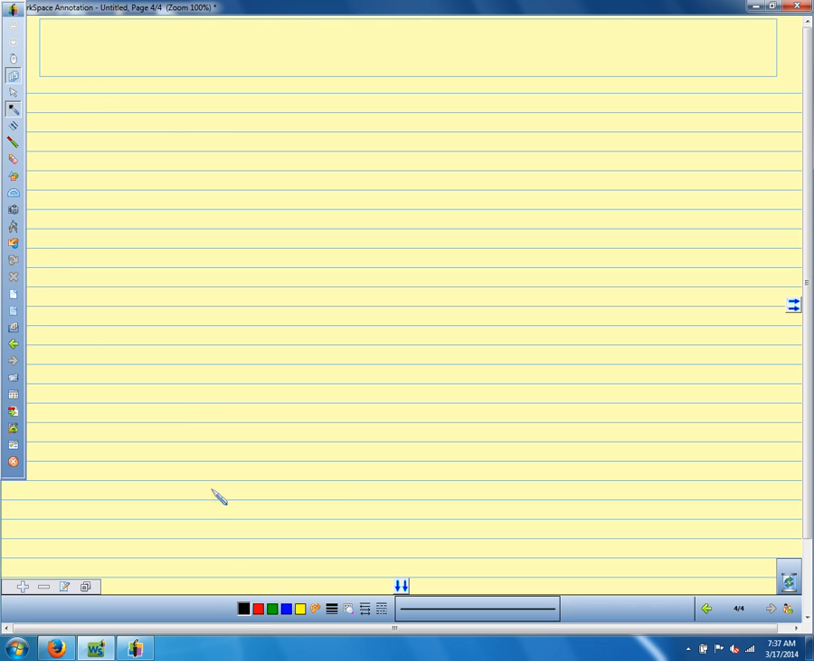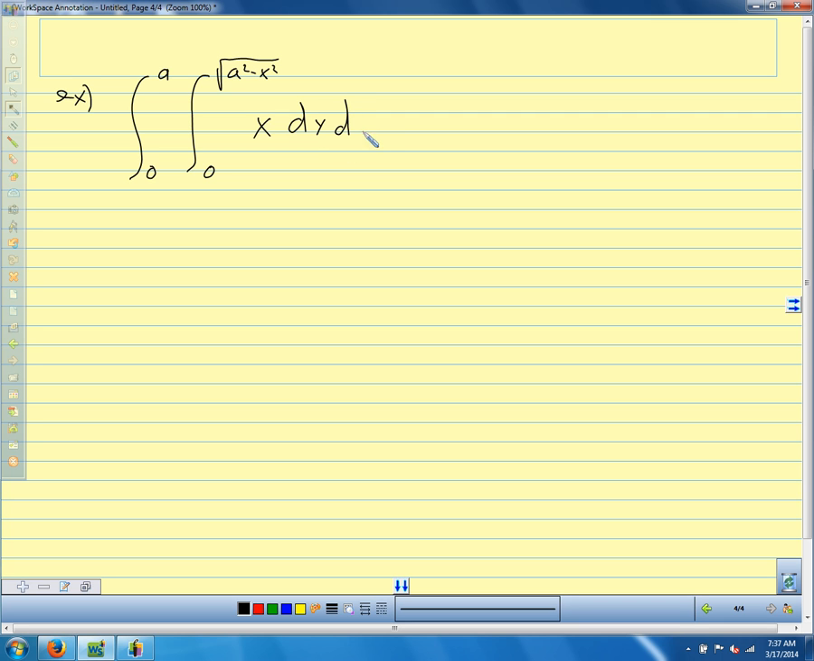Let's look at this double integral: the integral from 0 to a, the integral from 0 to square root of a squared minus x squared, of x dy dx. So I look at this and I say I don't like the square root of a squared minus x squared that we're going to end up with in our integral. Let's see if we can simplify this. Let's change this to polar coordinates.